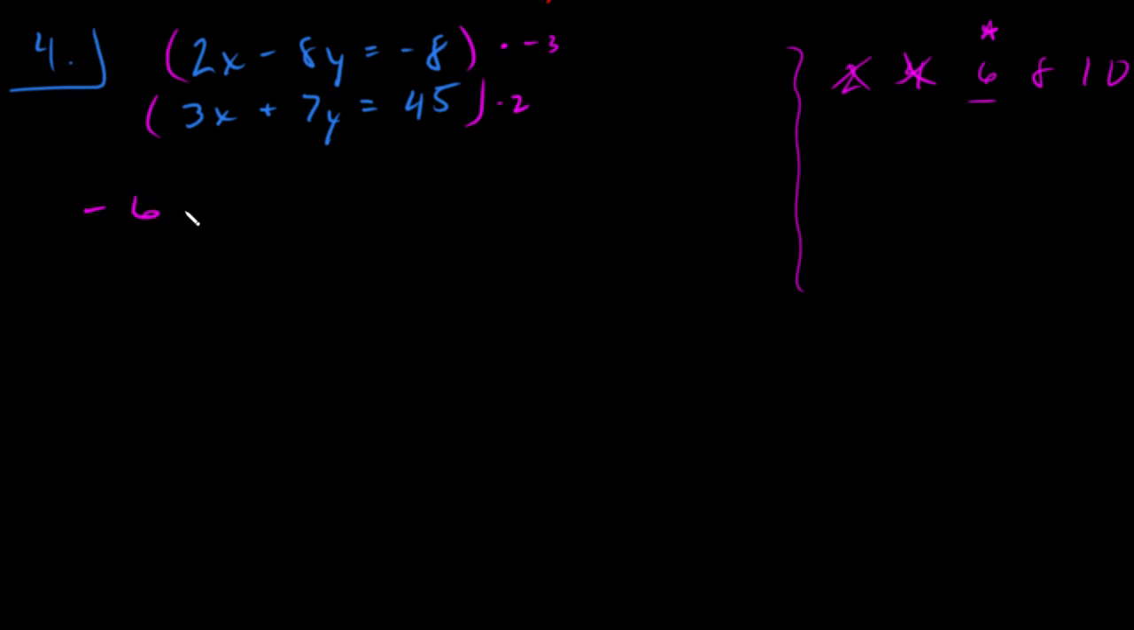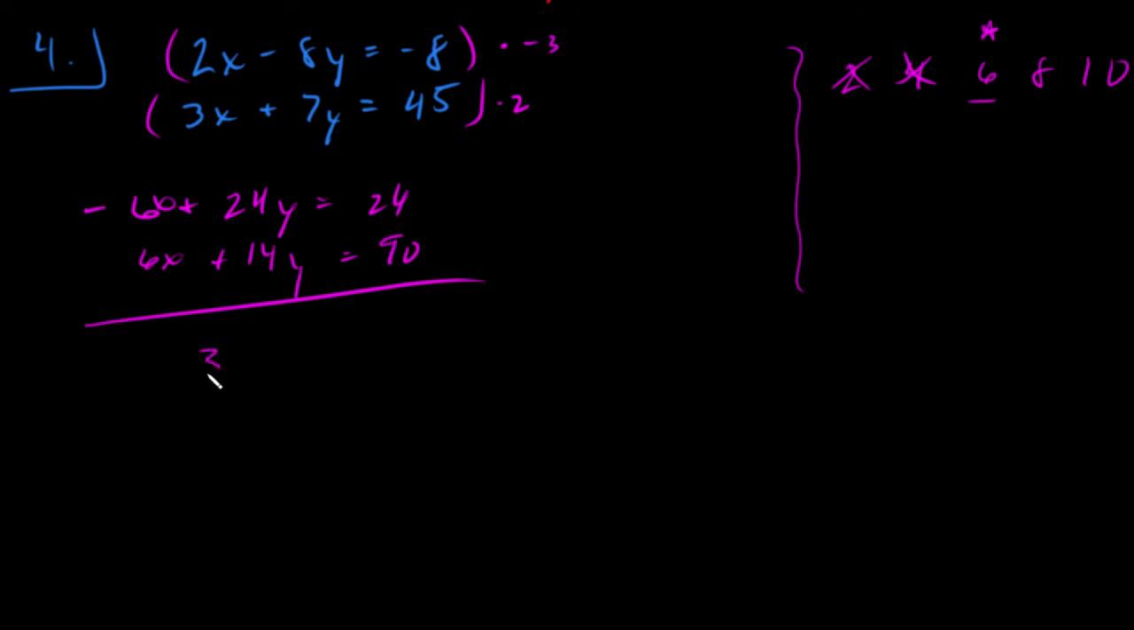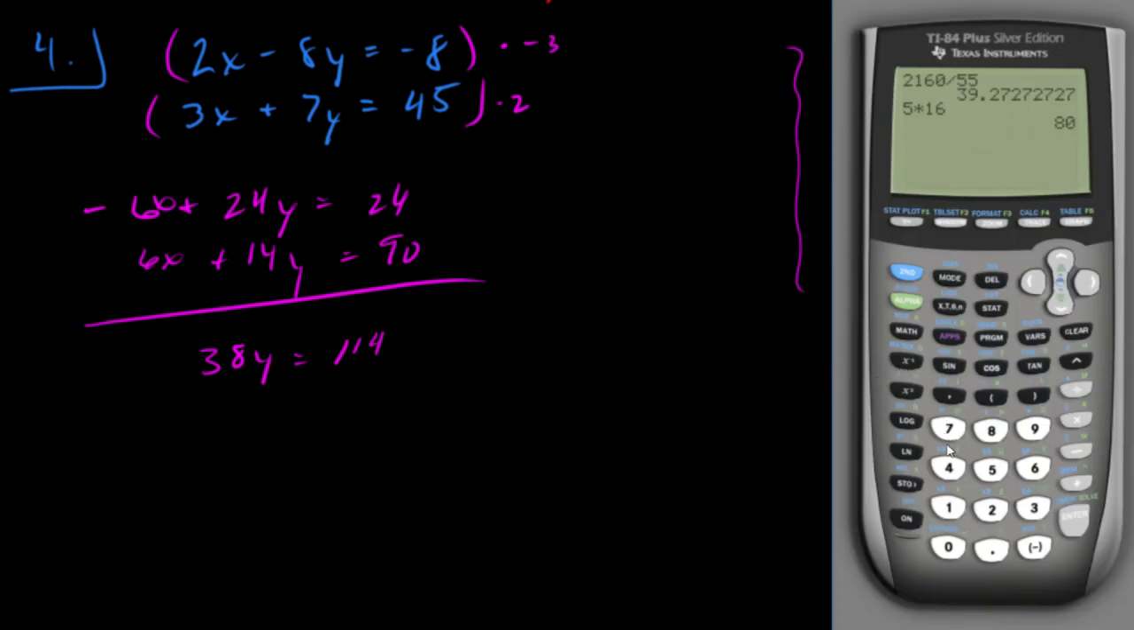And so you're going to get negative 6x plus 24y equals positive 24. Then you've got 6x plus 14y equals 90. Now you add down and you get 38y equals 114. Oh my gosh. Is that a, yeah, that's a 4. All right. The moment I stop being able to read my own handwriting is the moment I, who knows what I do. It's going to be something drastic though.